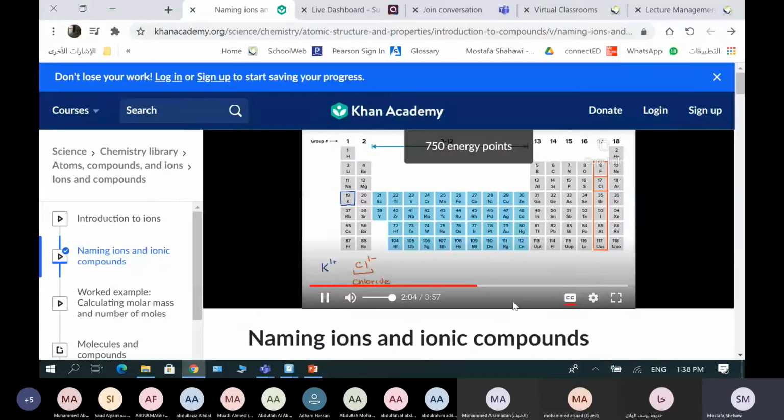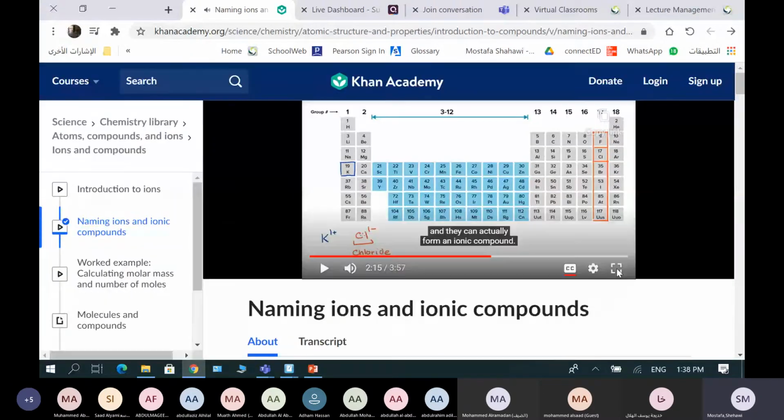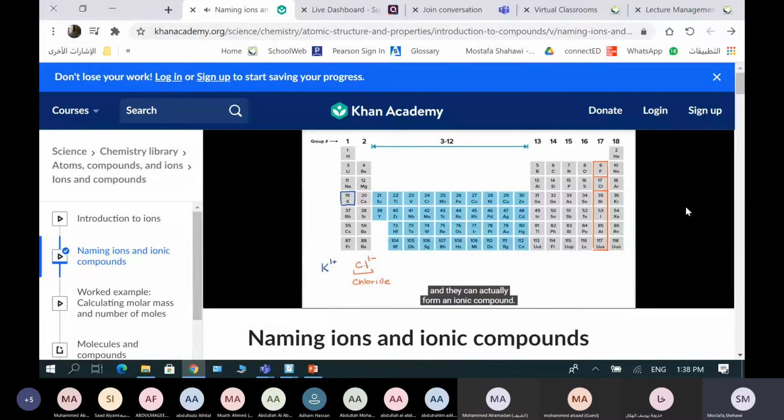Let's continue. Now, as you can imagine, with potassium having a positive 1 charge, and this having a negative charge, they're going to be attracted to each other. And they can actually form an ionic compound.